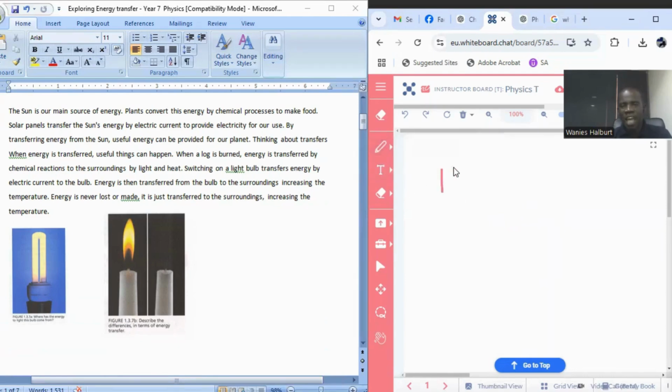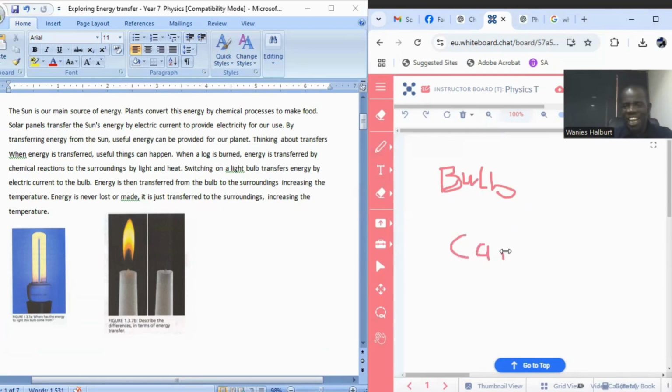The bulb is there. You can see the bulb. Can you see the bulb? Okay, good. Yes, you can see my note. Can you see what I wrote on the board as well? Yes, good. So now you also see the candle.